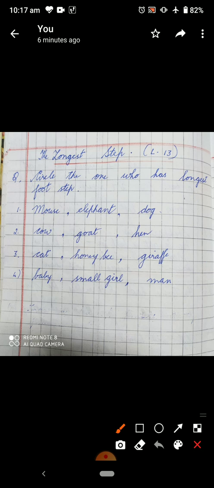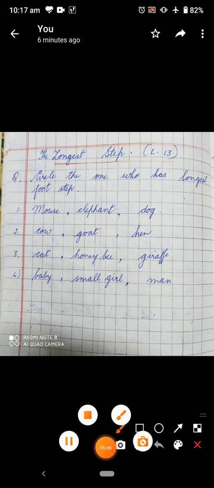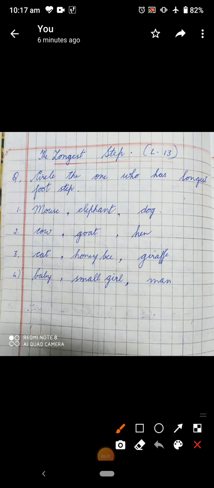If it would have been the smallest, which is the smallest animal? Mouse. We would have circled it, but no, it is not the answer. Why? Because we have to circle the longest one. So mouse has small feet, dog has bigger than mouse, and the elephant has the longest or the biggest feet. So the answer will be elephant. Next, cow, goat or hen.